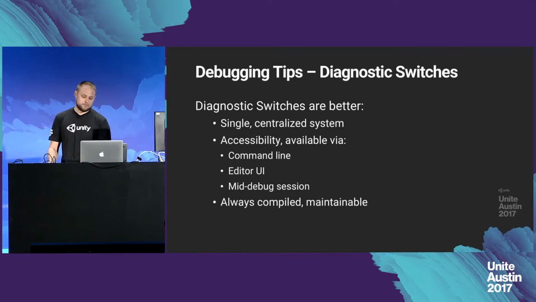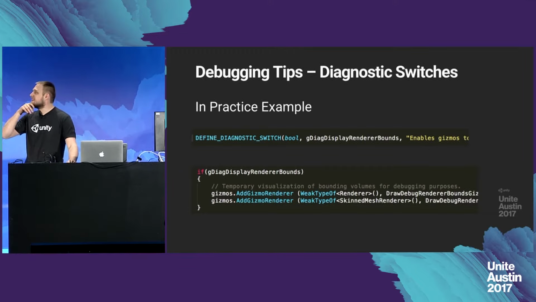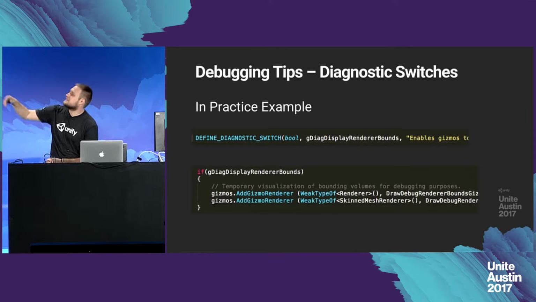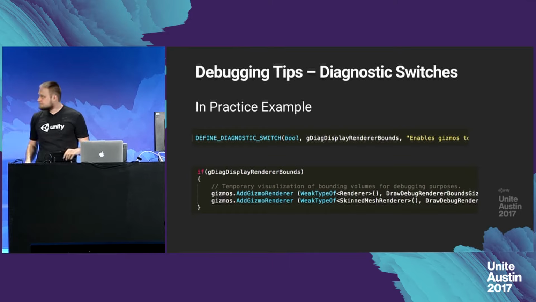So what that looks like in practice. Here's one I took out of the code base. This is a diagnostic switch to turn on some gizmos for rendering. At the top there is the definition of the switch. We pass in the value type that we want, so it's going to be a bool. The variable name is going to be gdiag display render bounds. I've cut it off, but at the end there is just the description, a string literal with what it does.